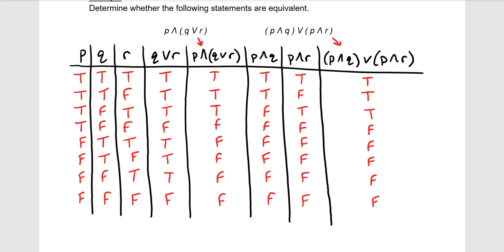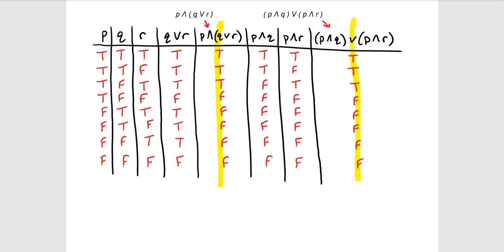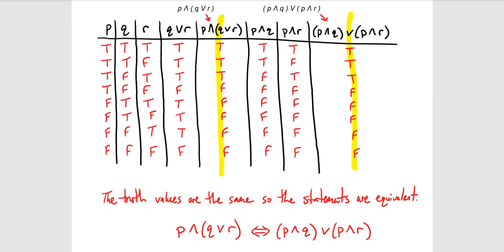Taking a look at these and comparing their truth values, these do have the exact same truth values, so that means these are equivalent statements. Okay, so we can write it using the correct notation like I did at the bottom of the screen here.